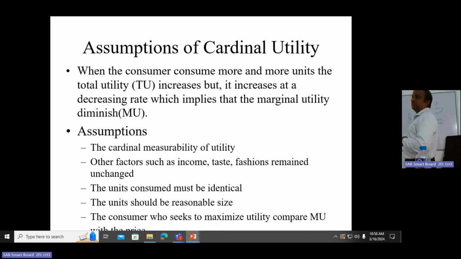The consumer must be in a normal condition. If he's a drunken person or a mentally disordered person, this will not apply. It must be in a normal condition. Another assumption: when we consume goods, we consume continuously at a particular time, and this will apply to diminishing marginal utility. We also assume the utility can be measured.